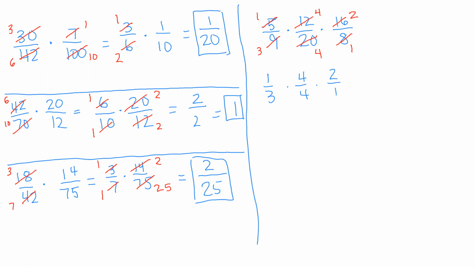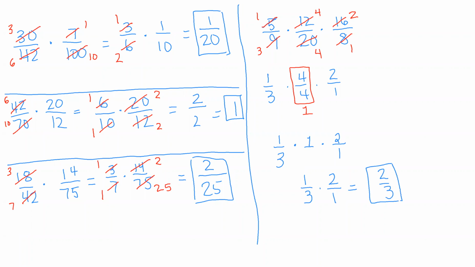And let's go back to the previous video. What did we decide that 4 over 4 is really equal to? If you remember, 4 divided by 4 is really just equal to 1, right? So what I really have is 1/3 times just plain old 1 times 2 over 1. And remember, when you multiply by 1, nothing really happens. So 1/3 times 1 is really just 1/3. So I really get 1/3 times 2 over 1, which is 2/3.